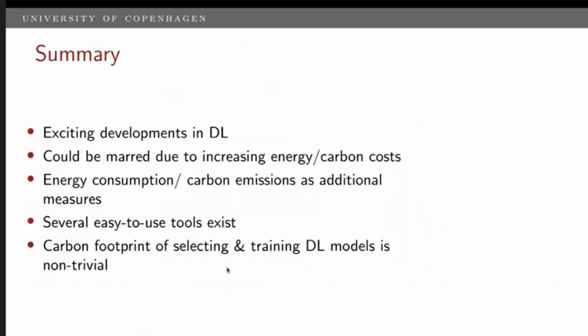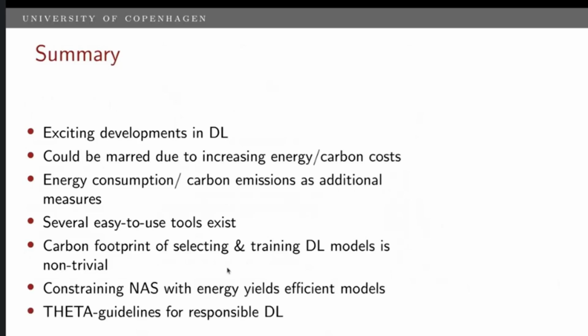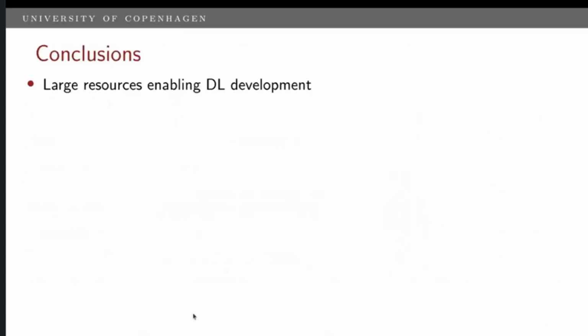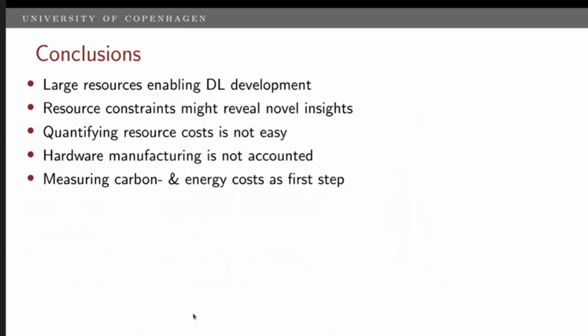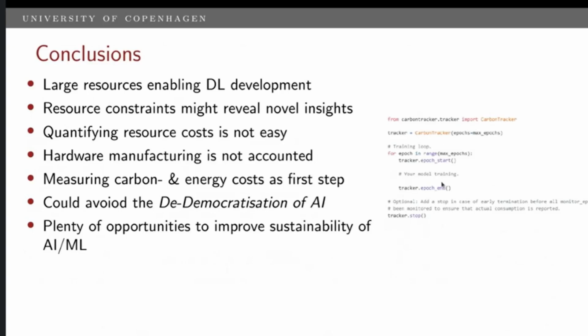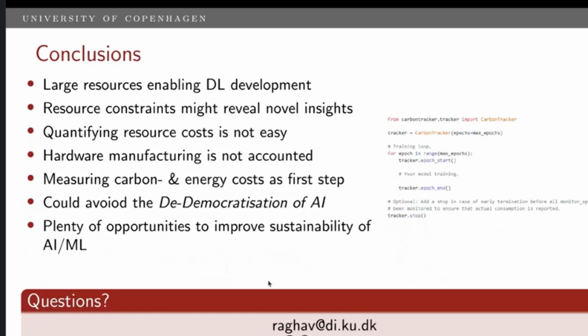There are some tools that exist to measure. I would recommend Carbon Tracker, but there are also other tools which have other interesting features. So maybe do some benchmarking and then use the ones that fit your needs. If you don't want to, then try some of the theta guidelines, like automatic mixed precision, which immediately reduces some of the energy costs. So to summarize the same points, try out Carbon Tracker. It's an easy pip install.